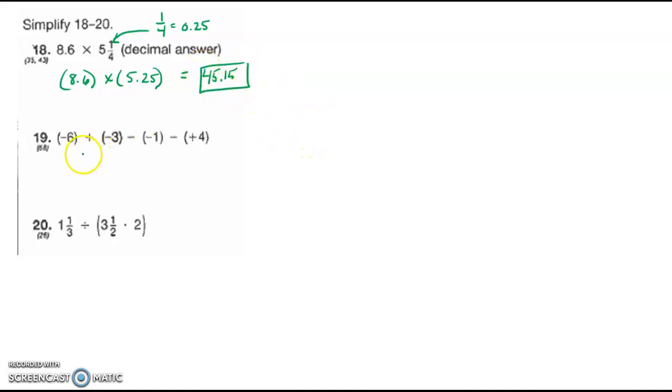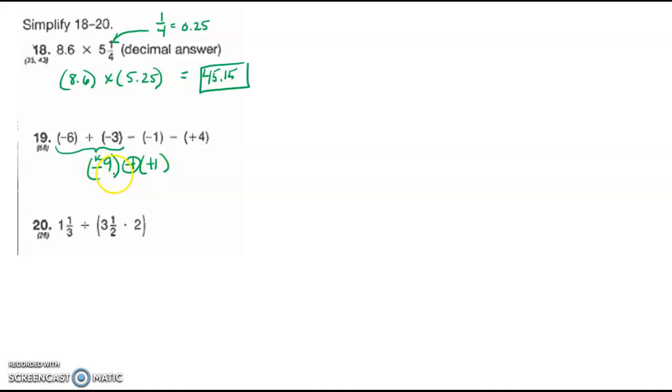Okay? Okay, so this one we're going to take 2 at a time. So I'm adding, and they're the same sign. So if they're the same sign, I add and keep the sign. 6 plus 3 is 9, and I keep the negative. I'm just going to bring this down. Now I have a subtraction problem. So I'm going to keep, change, change. Now I have an addition problem. So negative 9 plus a positive 1.